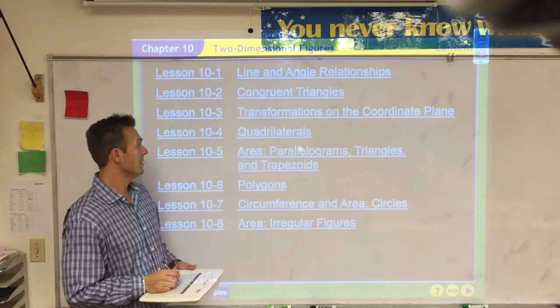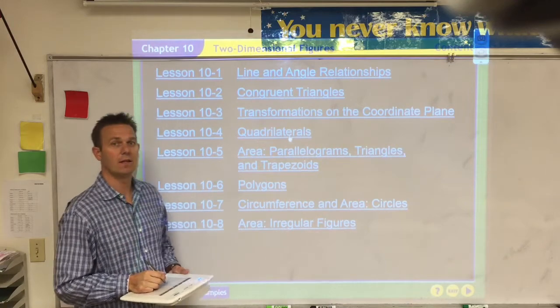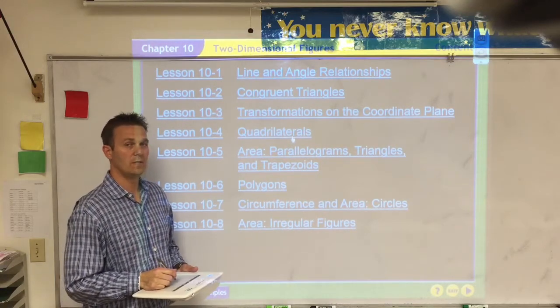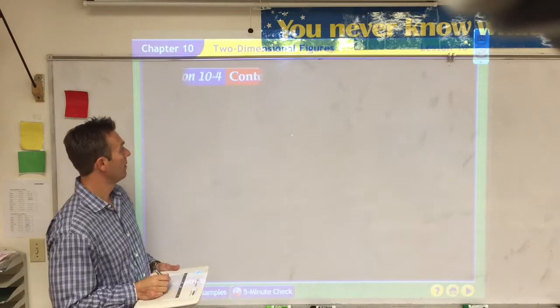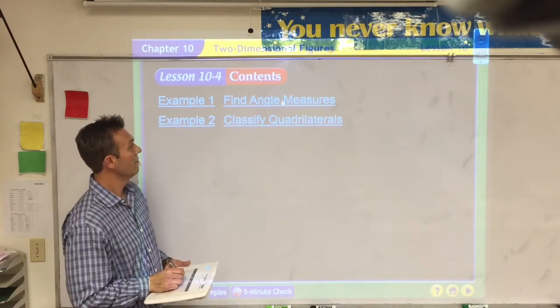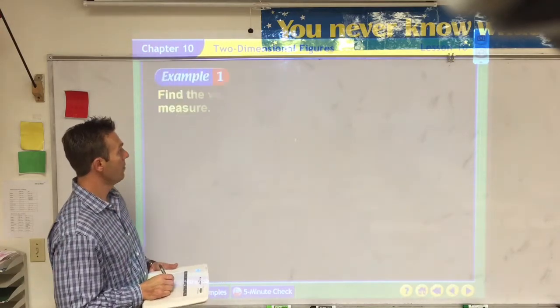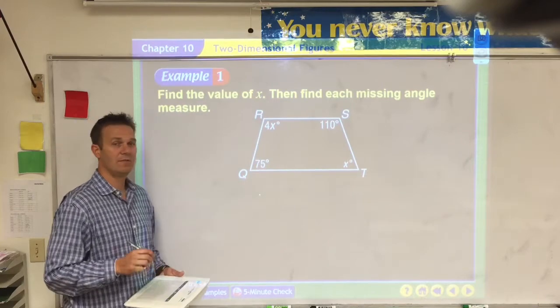Okay, so today's lesson is lesson 10-4, quadrilaterals, and you can go ahead and write that on your notes and also put today's date. There's only 2 examples, so it should be over pretty quick. First of all, we have to learn how to find angle measurements. So, finding the value of x.